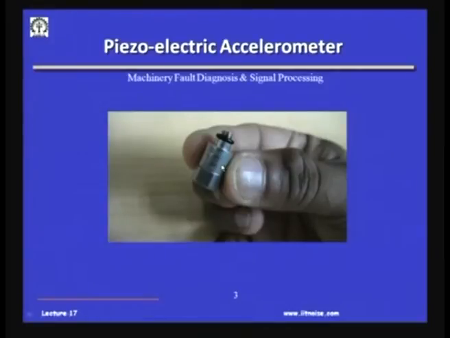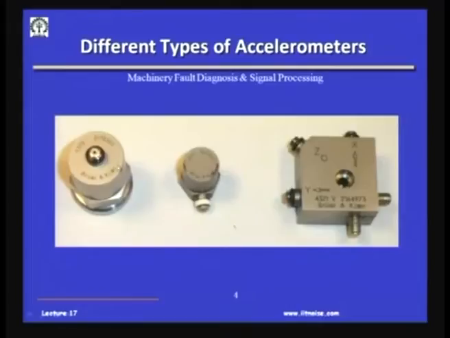I will show you another accelerometer. This is another accelerometer where this diameter is about the size of a 50 paisa coin, and there is a connector wherein we connect the cable, and sometimes the connector is on the top, sometimes it could be on the side, it depends on the convenience of using it.